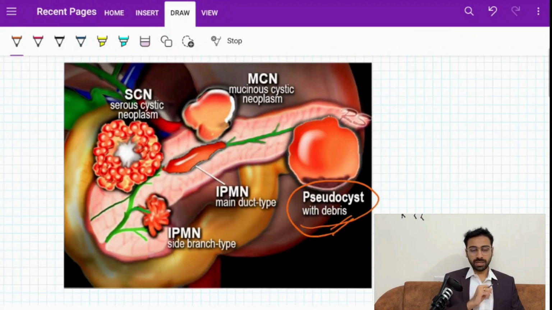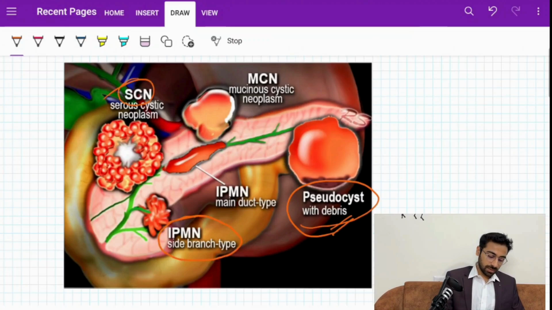Next, we'll start from the head. In the head, the serous cystic neoplasm are the most commonly located. Next, in the uncinate process and in the head, IPMN, that is branch duct type or side duct type, are located. A mucinous cystic neoplasm is most frequently encountered in the body and the tail of pancreas. IPMN main duct type, same. Body and tail of pancreas.